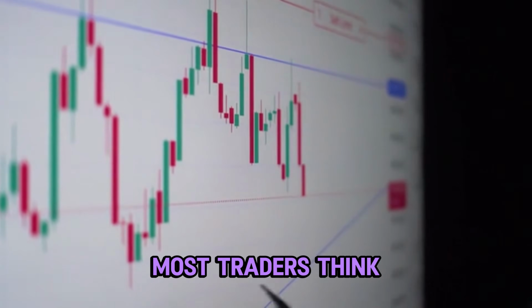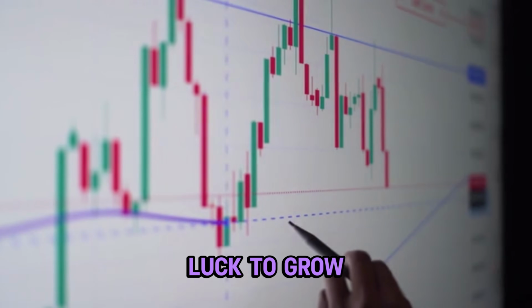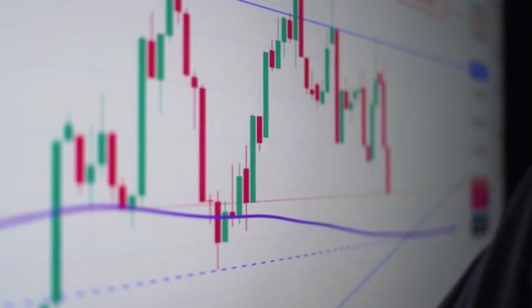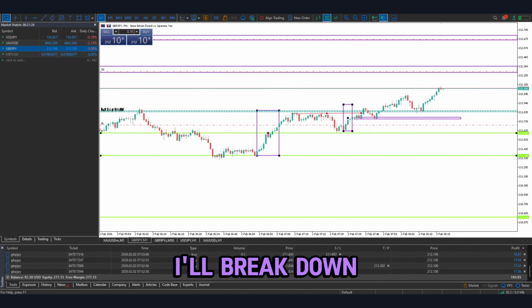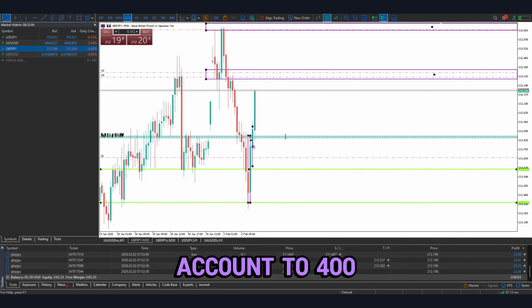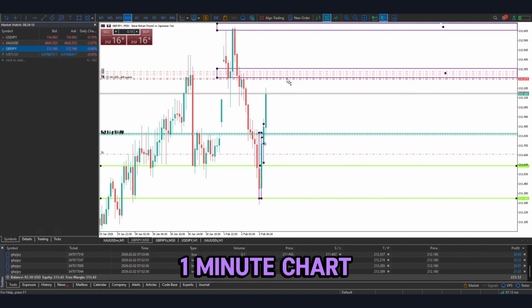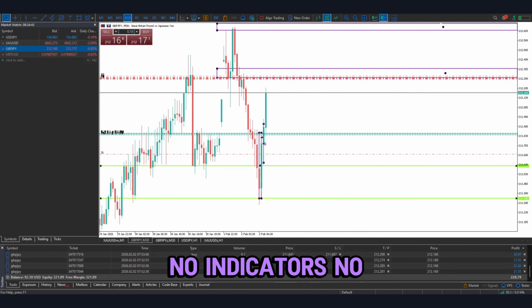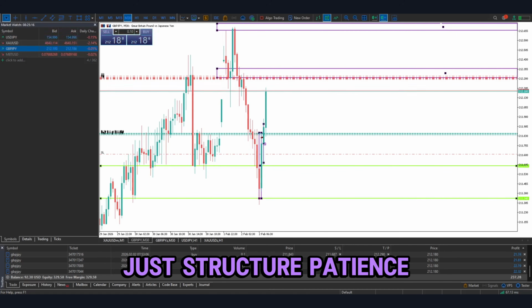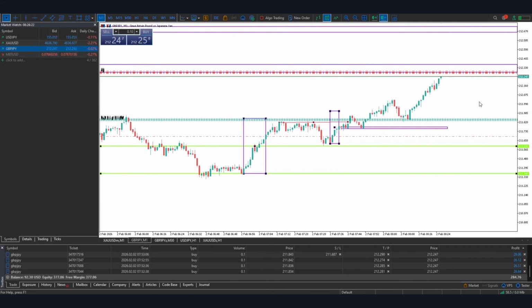Most traders think you need indicators, complex systems, or luck to grow a small account. In this video, I'll break down one real GBP trade that took a $90 account to $400 using pure price action on the 1-minute chart. No indicators, no guessing, just structure, patience, and execution. Let's break it down.